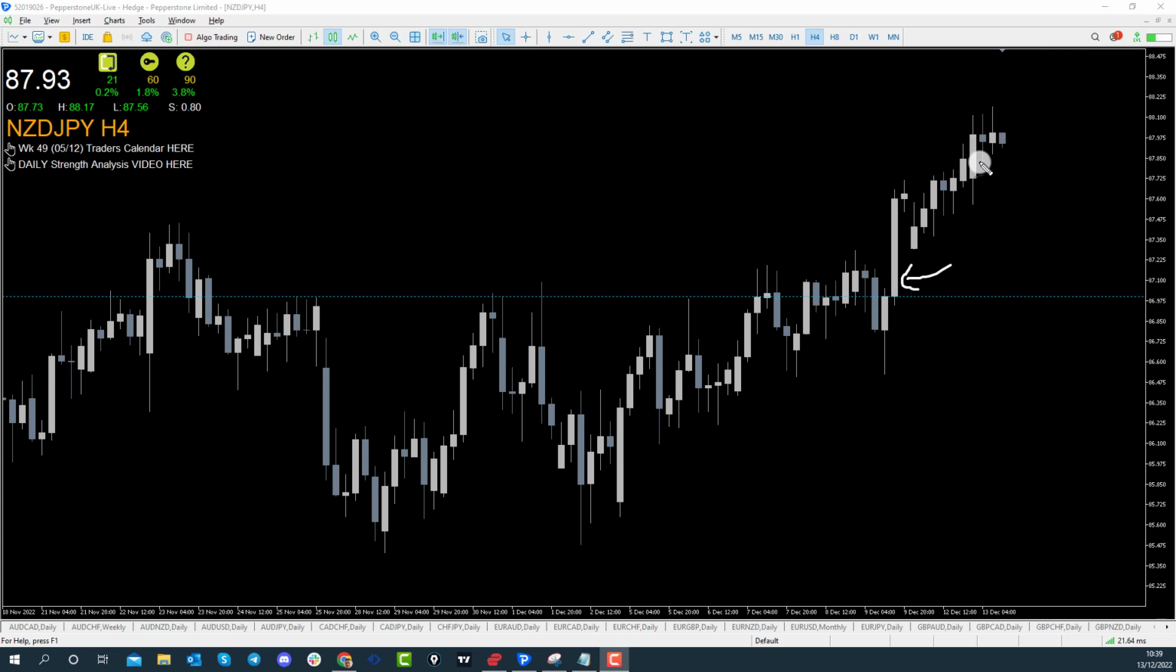So what I'd want to wait for here as a sort of trend trader is a bit of a pullback first. I'd want to see price close above on the daily time frame, to let me know that the buyers are still happy to be buyers in this market.